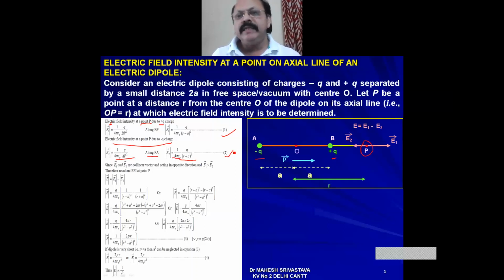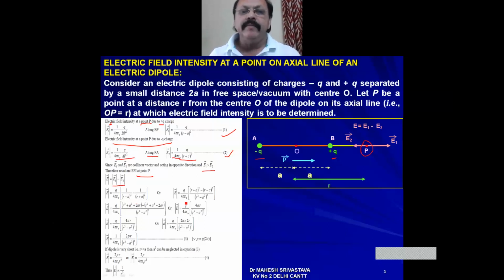From these two equations it is very clear that E1 is greater than E2. So the resultant electric field intensity at point P is |E| equals |E1| minus |E2|. Substitute the value of E1 and E2 from equations 1 and 2. Then what will you get? |E| equals Q upon 4 pi epsilon naught, which is common in equations 1 and 2, take outside the bracket. Inside the bracket is 1 upon (r minus a) whole square minus 1 upon (r plus a) whole square. Take the LCM and solve it.